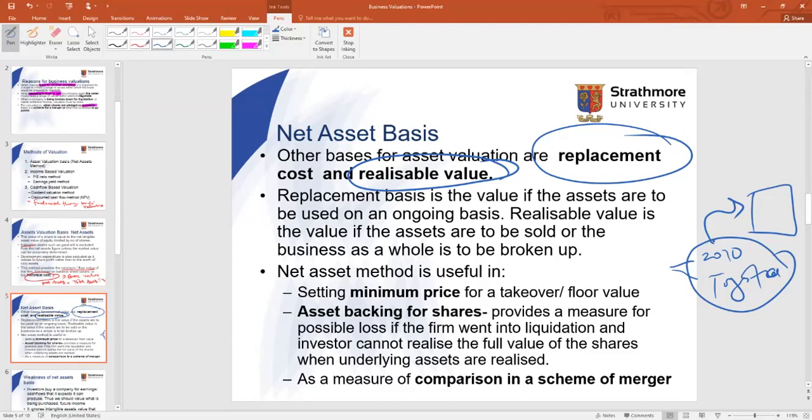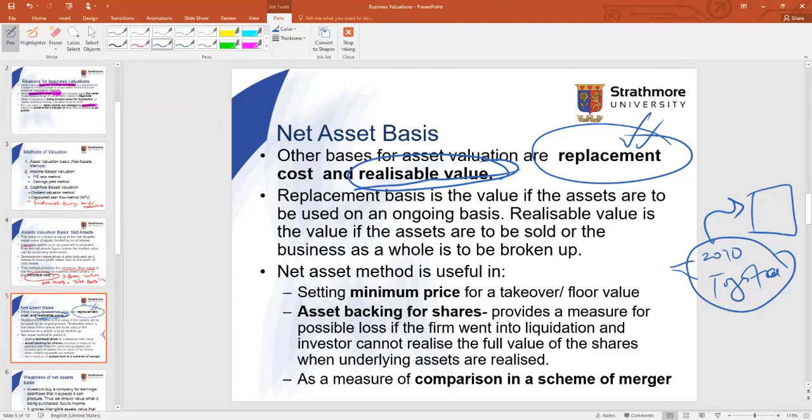Most of the time, we're going to use the realization method or the book basis. Quite unlikely we'll be using the replacement cost basis. It's either the replacement cost basis, the realization basis, or the historical cost basis. Those will be the two methods we normally use.